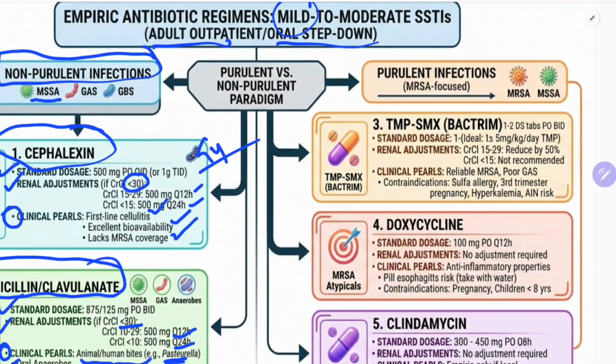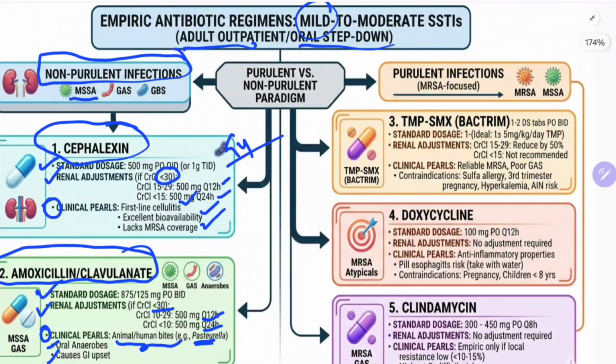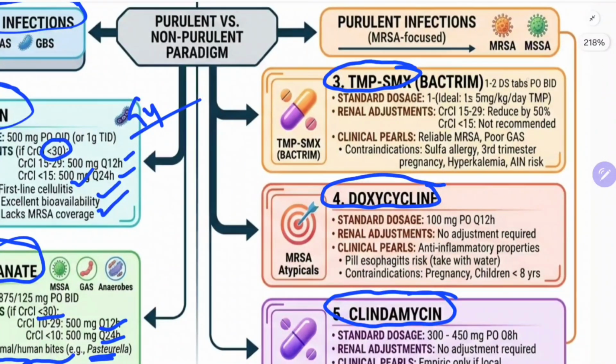Now for purulent infection, number one is Bactrim DS, nothing but cotrimoxazole. Number two is doxycycline. Number three is clindamycin. Okay, so you can give cotrimoxazole 1 to 2 double-strength tablets per oral twice daily. Standard dosage is ideally 1 to 5 mg per kg per day. Renal adjustment only if creatinine clearance is less than 30. Less than 15, it is not recommended.